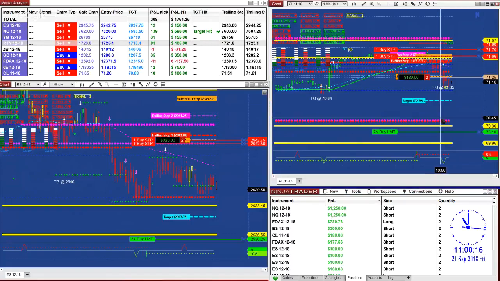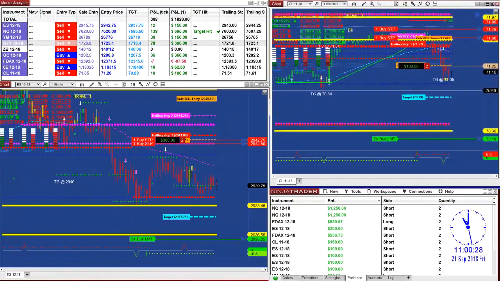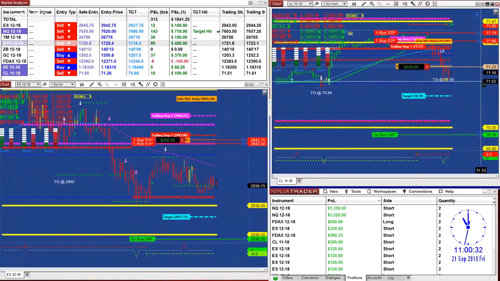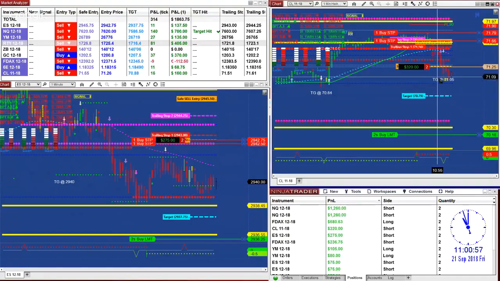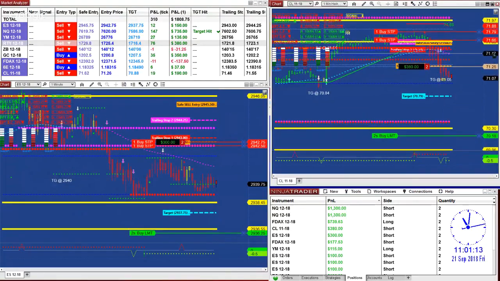I'm expecting the CL gets to 70.45. So we'll see if the CL going to get there. 70.45. We'll see. Beautiful. If we cross this line, 71.01, we're looking for a good potential for 70.44. This is beautiful. Very nice.